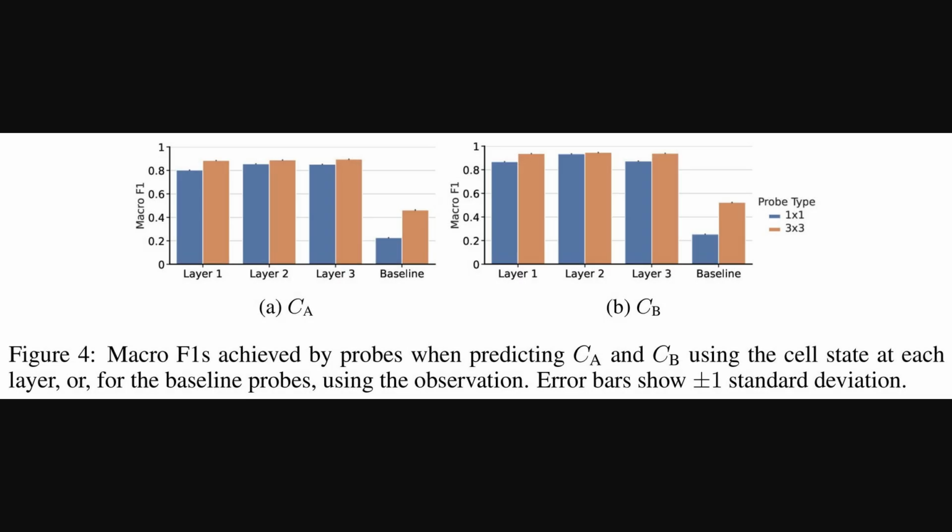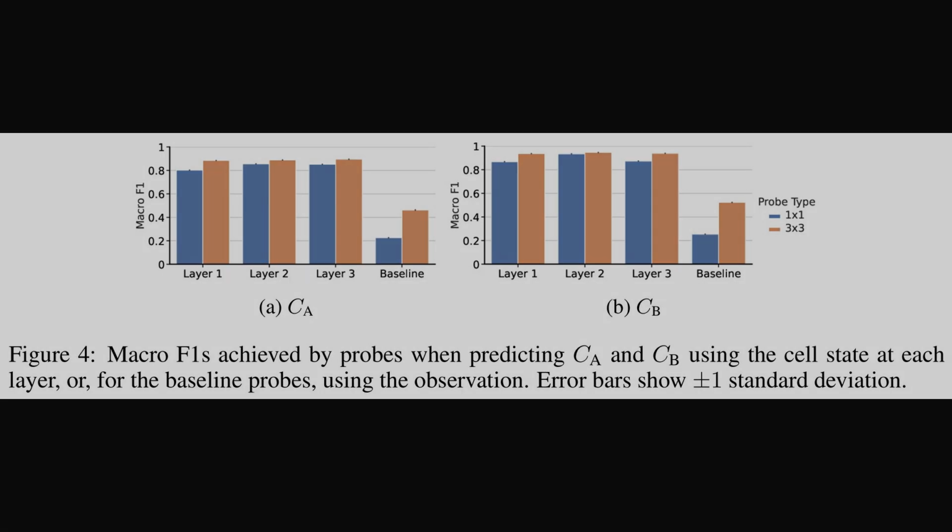So how well are these agent approach and box push concepts actually represented inside the network? Well, this figure quantifies that. It shows the macro F1 scores for predicting CA and CB using probes on the internal cell states across different layers. You can see the scores are much higher compared to the baseline using just raw observations. This really confirms the agent strongly represents these planning concepts internally, particularly in deeper layers.